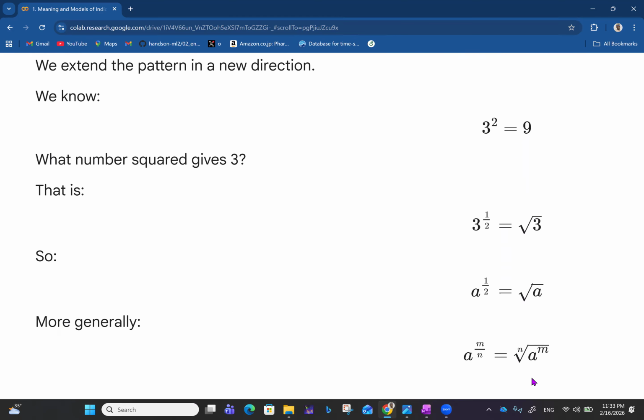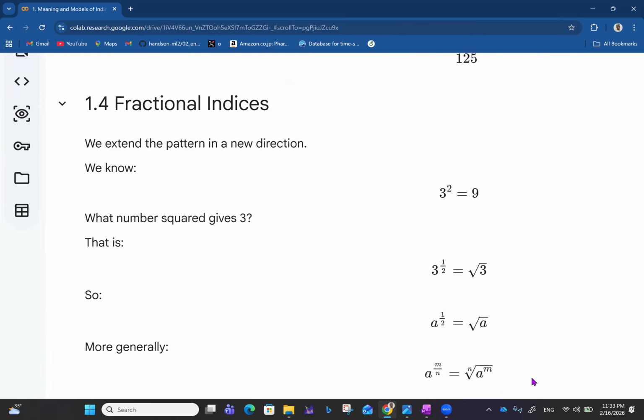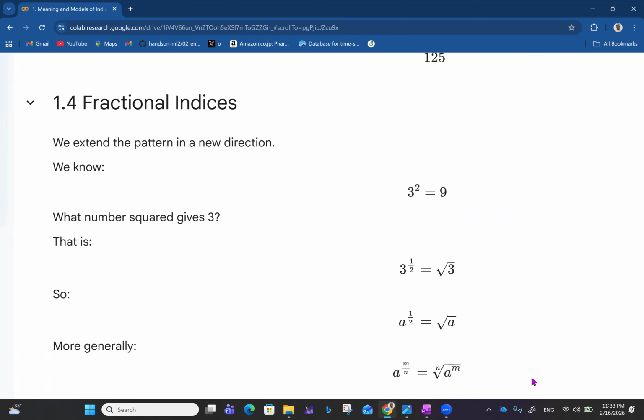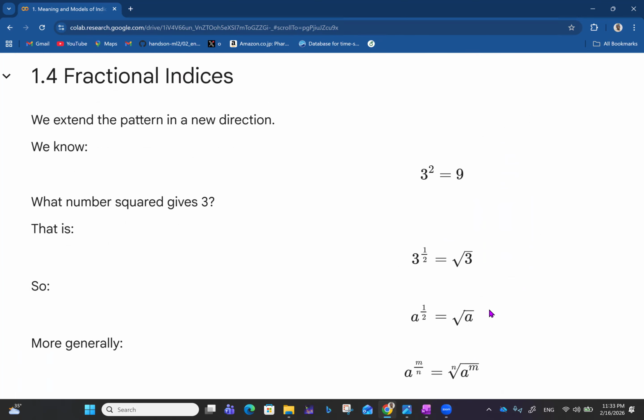So we move on to the idea of fractional indices. We extend the pattern in a new direction. We already know that 3 raised to the power 2 is 9, right? So the question now is, what number squared gives 3? Which number will you square to have 3? That's the question we have here.